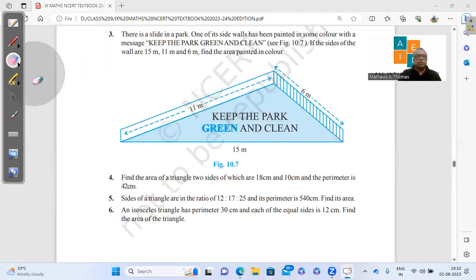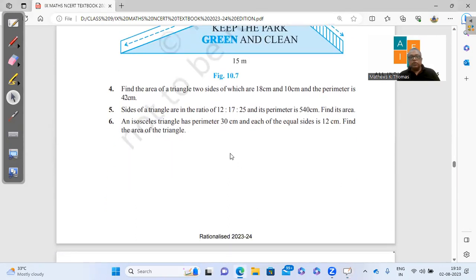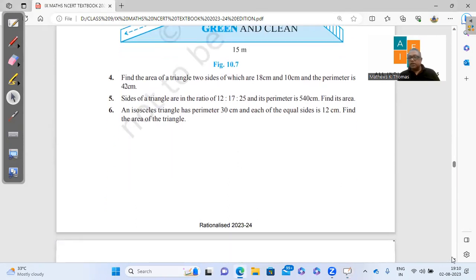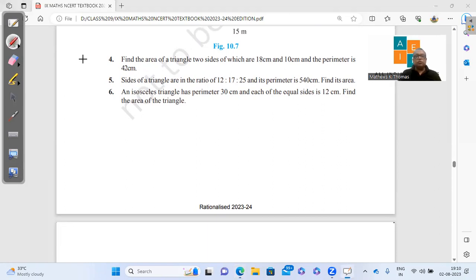So that was question number 3. Now we go to question number 4. Find the area of a triangle. 2 sides are 18 and 10 and the perimeter is 42. So question number 4, we are having a case where 2 sides are 18 and 10. Let's assume this is 18 and 10. Third side we don't know. Let's assume X. The perimeter is given 42 centimeter.